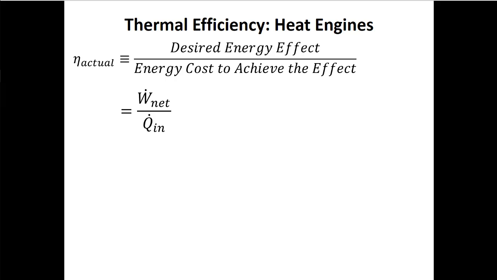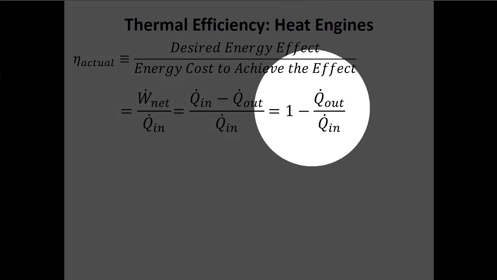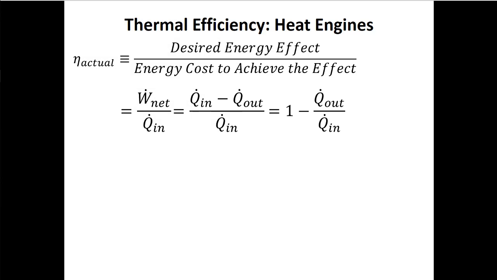But we've already established that for closed systems at steady state, the net work is also equal to the heat in minus the heat out. And then we can divide that by heat in. I can simplify this a little bit if I want to, and I can make this 1 minus Q dot out over Q dot in. Now, what Kelvin and Planck told us was that there is always a Q dot out.